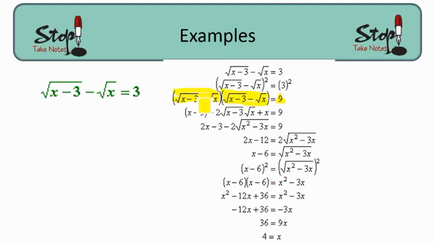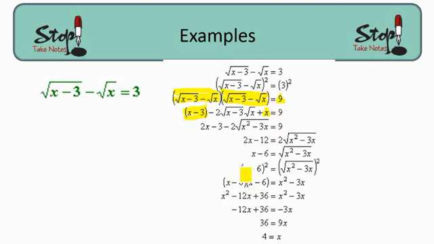And so if I do that, the square root of x minus 3 times the square root of x minus 3 is in fact x minus 3. I'm going to get negative 2 times the square root of x minus 3 times the square root of x. And then I'm going to multiply the last two terms together, the square root of x times the square root of x, and that's just going to give me x. Okay? And now I'm going to take that information and simplify the equation.